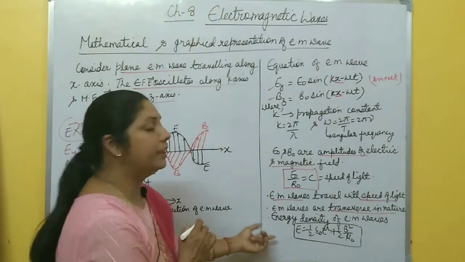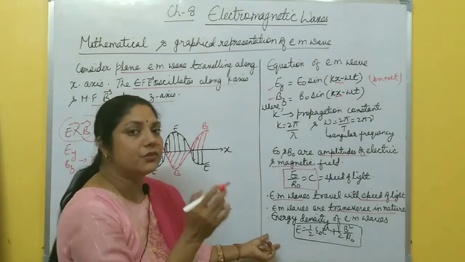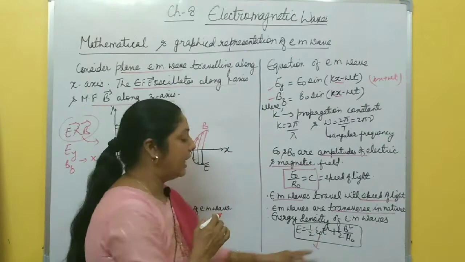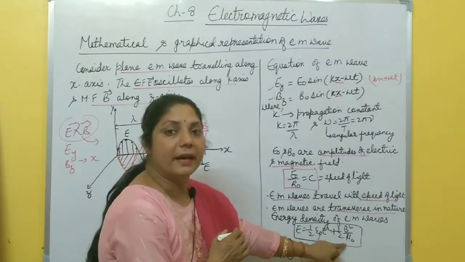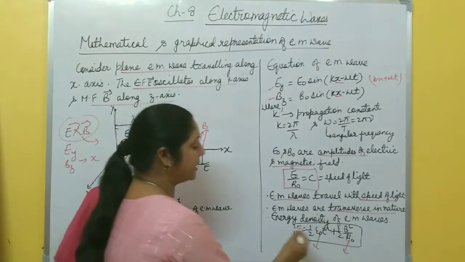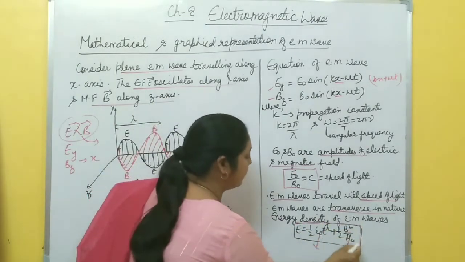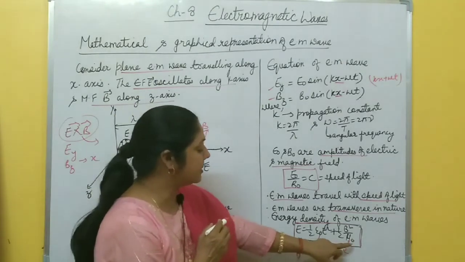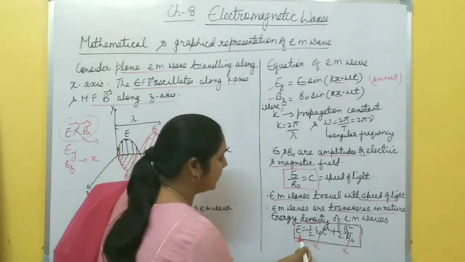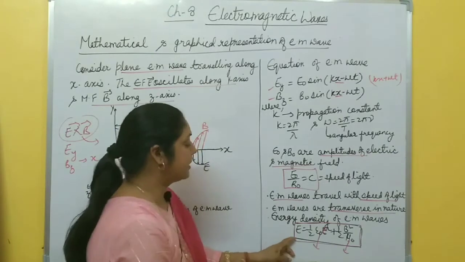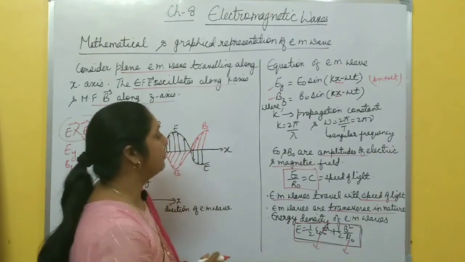Again, energy density in an electric field is what? Half ε0 E squared. This is due to electric field. And energy density in a magnetic field is half B squared by μ0. So total energy density of electromagnetic waves is the sum of the energy density due to electric field and the energy density in a magnetic field. So this u equal to half ε0 E squared plus half B squared by μ0. This gives total energy density of electromagnetic waves.